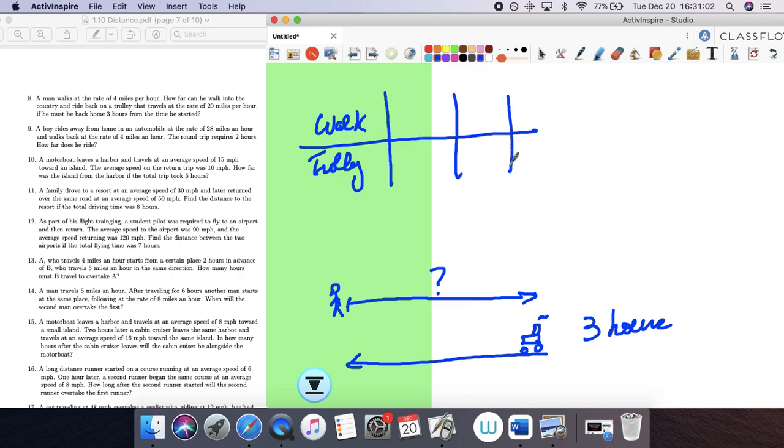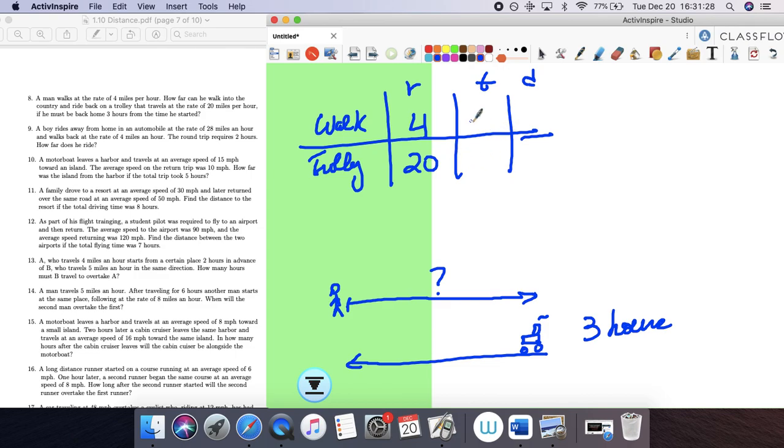RT and D, RT and D. So his walking speed, do we know his walking speed? Yes, it's 4 miles an hour. The trolley will travel at 20. So he's going to walk 4 miles an hour that way and come back at 20 miles an hour. The whole trip is going to take 3 hours. So how long did he walk and how long did he take the trolley?